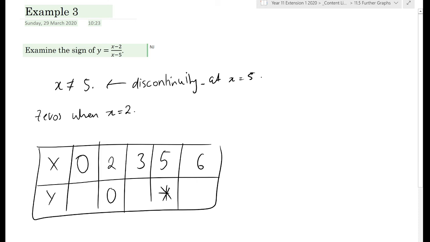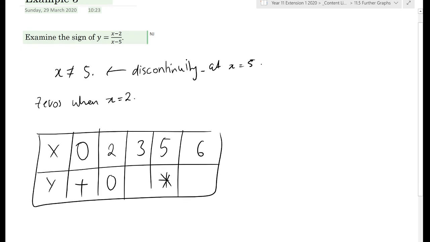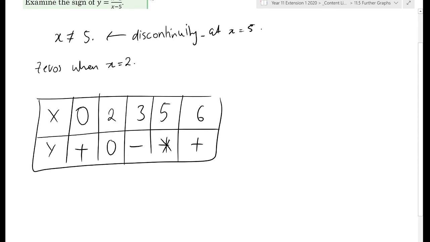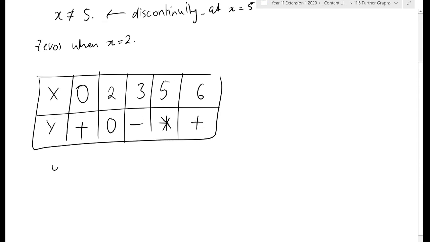Now we're going to substitute those values into our original equation and see what happens. So at 0, x minus 2, so negative 2 over negative 5. Oh, sorry, a negative and a negative should be positive. It makes it positive. Putting 3 into there, I get 3 minus 2, which is 1, over 3 minus 5, which is negative 2. So positive divided by negative is a negative. And 6 in the top and 6 in the bottom gives me a positive on top and a positive on the bottom. So that's a positive there.